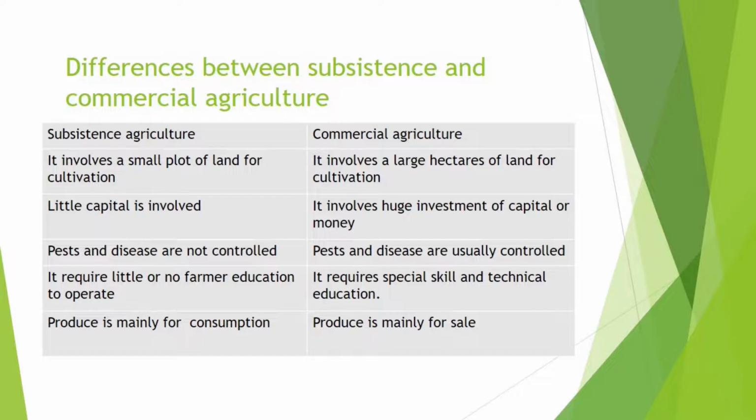Another difference between subsistence and commercial agriculture is that subsistence agriculture requires little or no farmer education to operate.